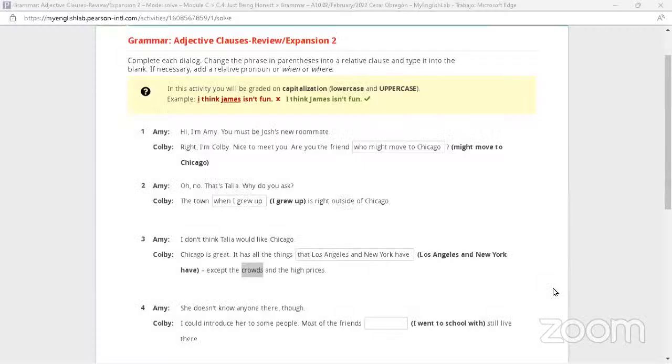All right. So let's go back to number 2. Are you sure we use when as a relative pronoun? Where sounds more feasible than when. Yes.